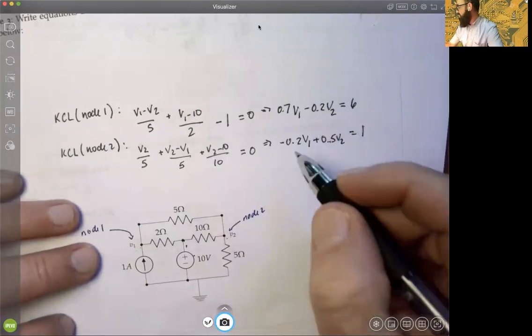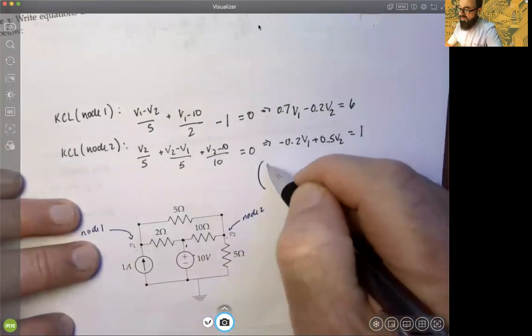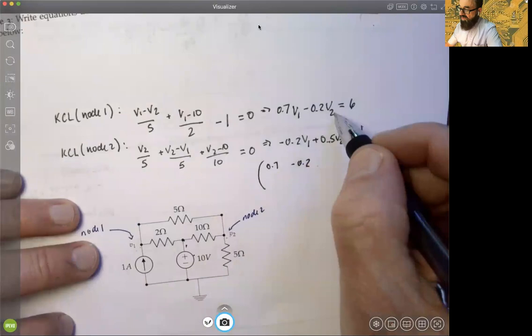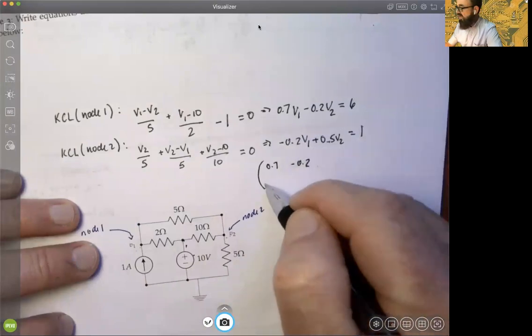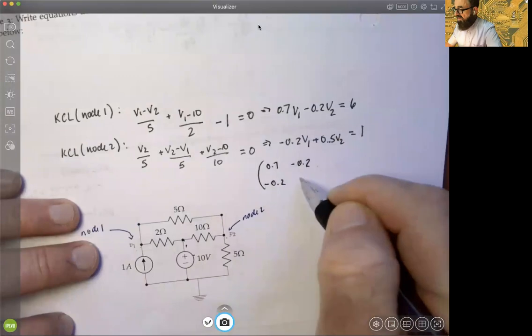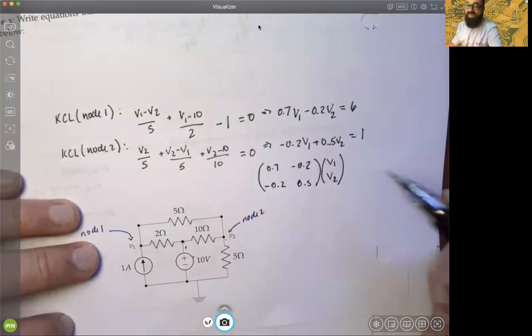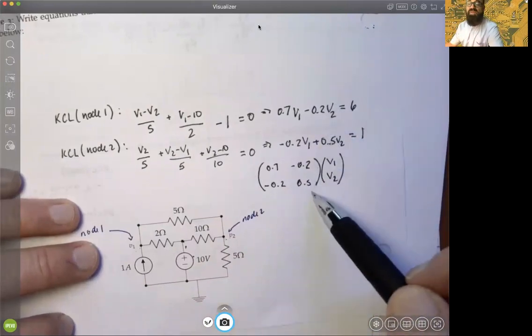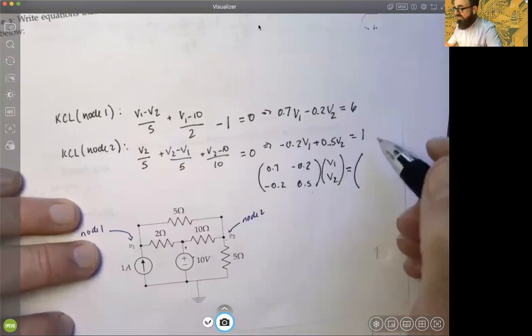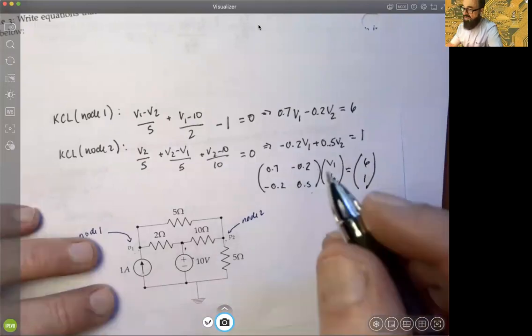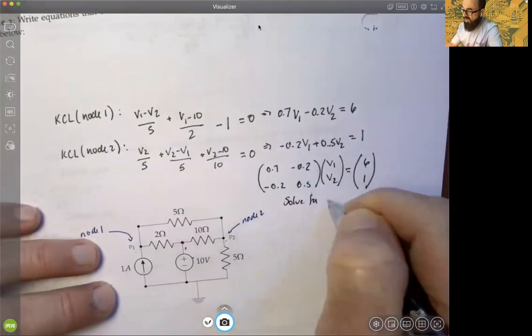So now the nice thing you can do is write this as a matrix equation: 0.7, getting the coefficients of each of those two, keeping the ordering consistent, V1, V2, in the order there. And this would be negative 0.2 and 0.5. Written as a matrix equation, remember, these equations would be equivalent to this system where the right-hand side vector is just 6, 1. So this is a matrix equation representation of the two node voltage equations with two unknowns. And the idea is to solve for V1 and V2.